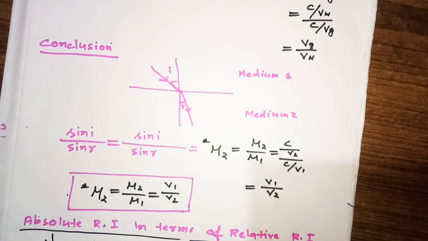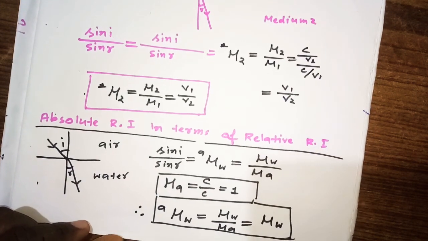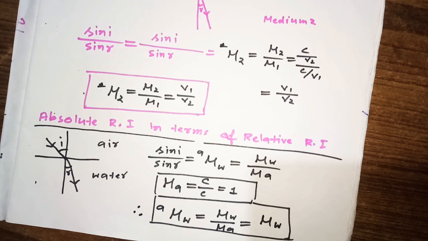Okay, now let us come to the first case, when the light is traveling from air to water. How can we explain the absolute refractive index in terms of relative refractive index? So in this case, the light is traveling from air to water, so Snell's law will give us what? Sin i by sin r is relative refractive index of the medium to where light is going with respect to from where light is coming. So it is relative refractive index of water with respect to air. Okay, and what is that? Absolute refractive index of water divided by absolute refractive index of air.